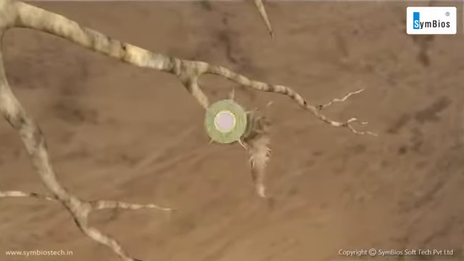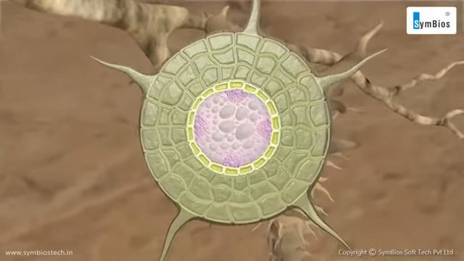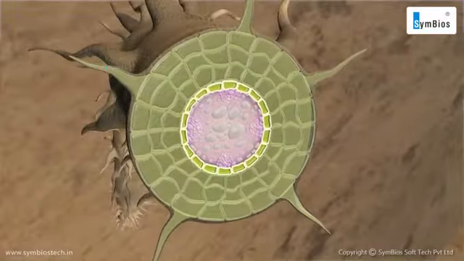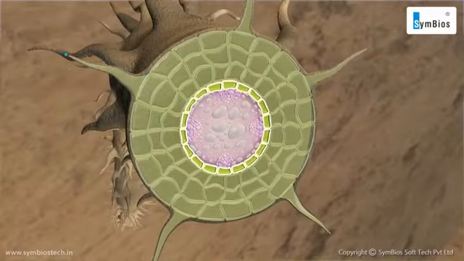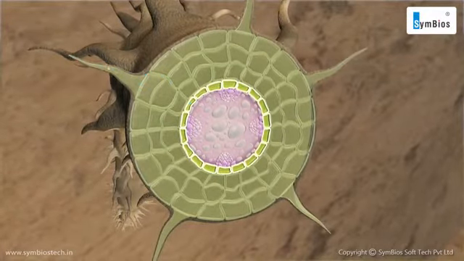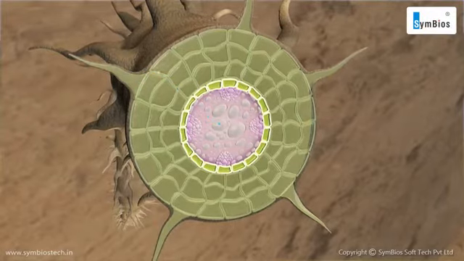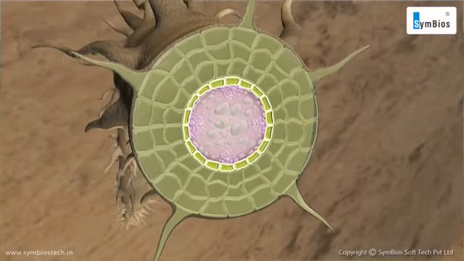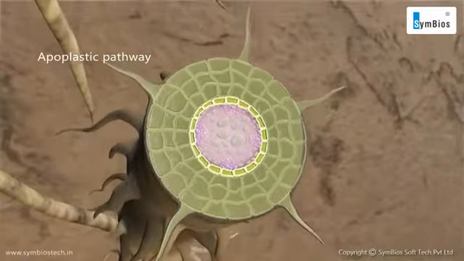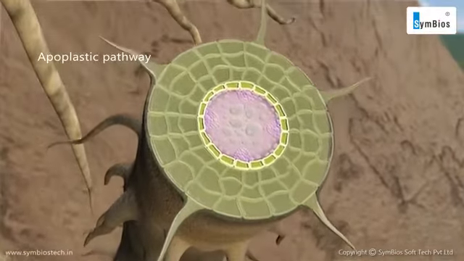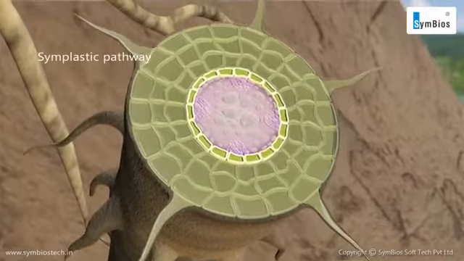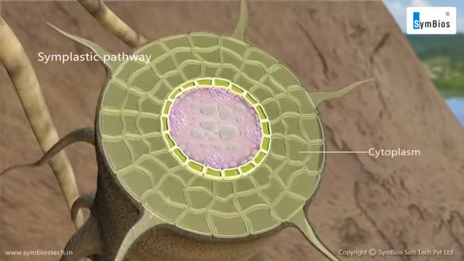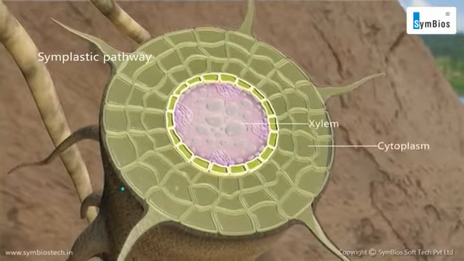Water and minerals enter the root by two pathways: Apoplastic Pathway and Symplastic Pathway. If water and minerals move from cell to cell through spaces between the cell walls, then it is known as Apoplastic Pathway. In Symplastic Pathway, the water and minerals move across the cytoplasm and finally reach the xylem.